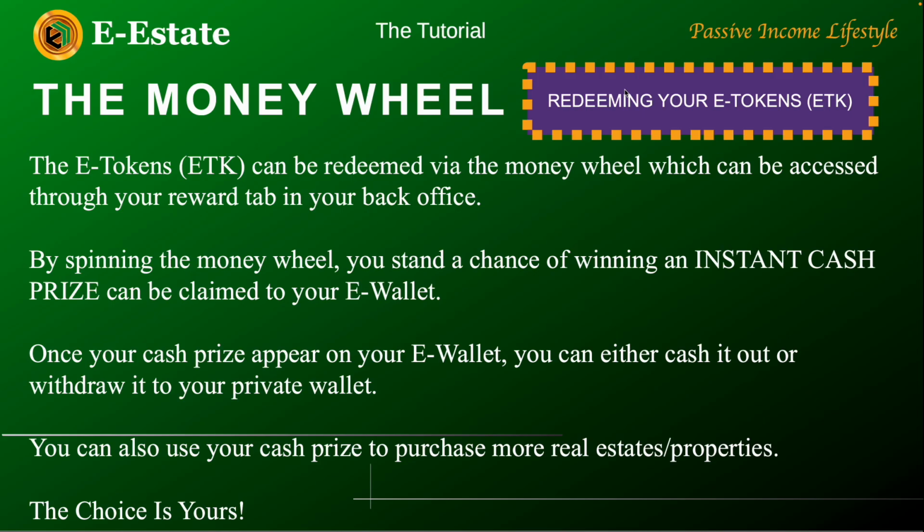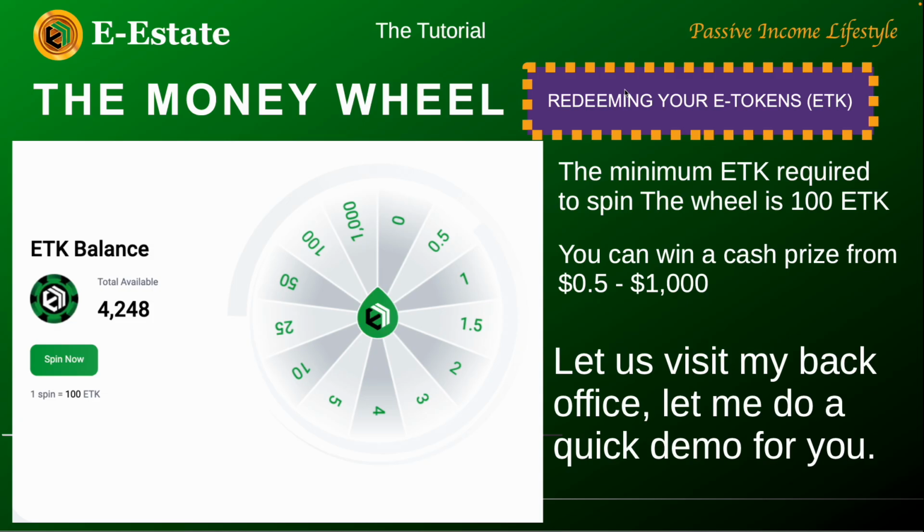Okay, and you can access the reward tab in your back office, and then once you are in your reward tab, you will be able to spin the money wheel, and when you spin the money wheel, you stand a chance of winning an instant cash prize that can be claimed to your e-wallet. Once your cash prize appears on your e-wallet, you can either cash it out or withdraw it to your private wallet. So now, this is the money wheel. This is how to redeem your ETK.